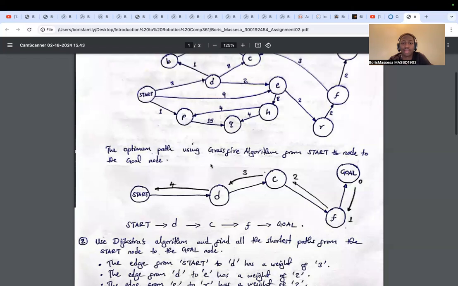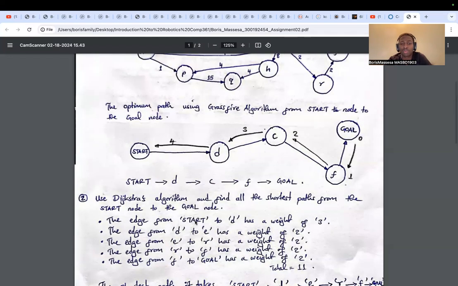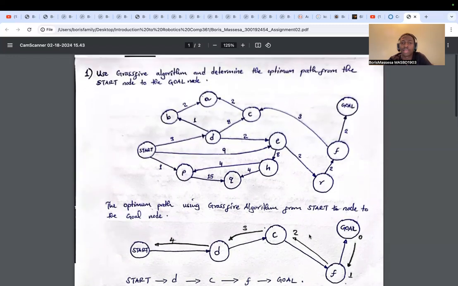The shortest path that I came up with is moving from start to D, which has a weight of 3, from D to E, which has a weight of 2, from E to R, which has a weight of 2, from R to F, which has a weight of 2, and from F to the goal, which has a weight of 2. When I add them together, it's 11.